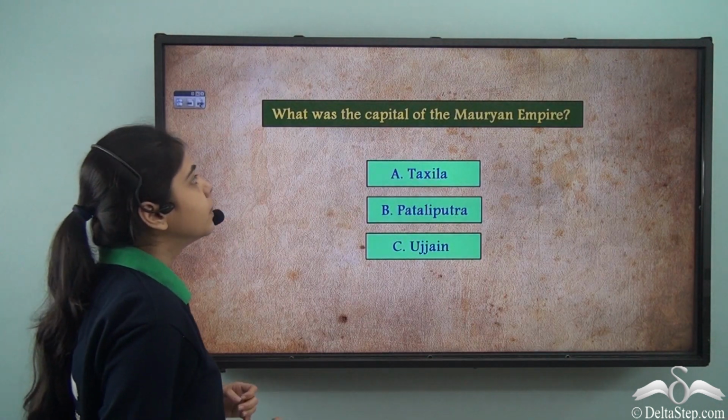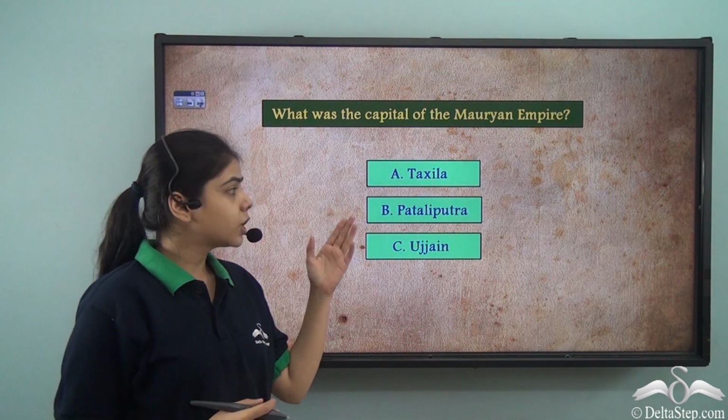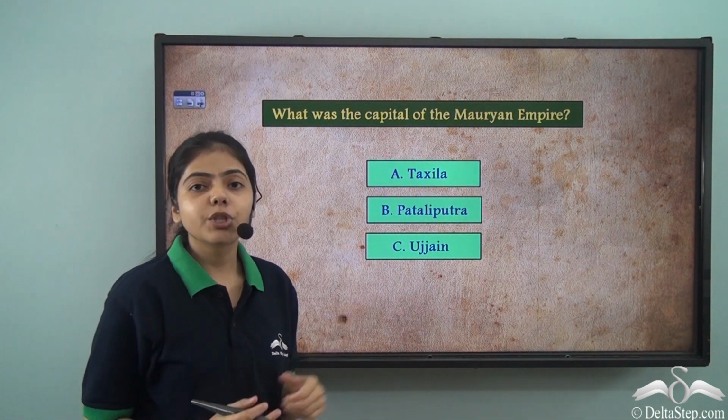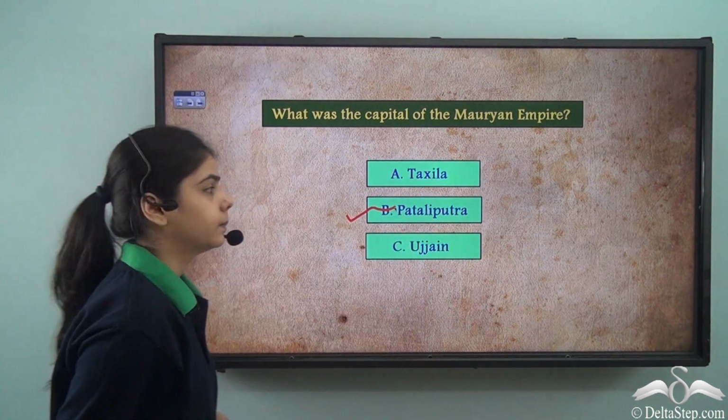Now can you tell me what was the capital of the Mauryan Empire? Was it Takshila, Patliputra or Ujjain? Yes, it is Patliputra.